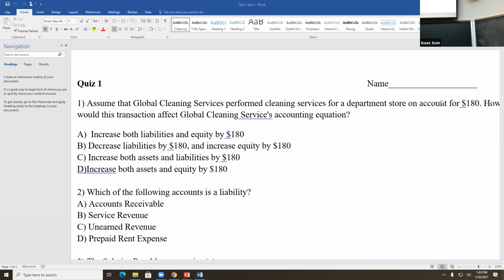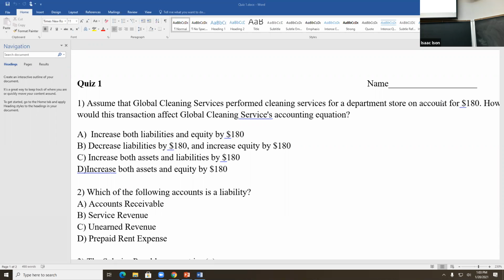In this case, we are Global Cleaning Services, right? So we're doing the work, aren't we? So how do we show that we've done work? Don't we record revenue? Revenue shows that we've done work. So it's going to increase revenue, which increases equity, right?